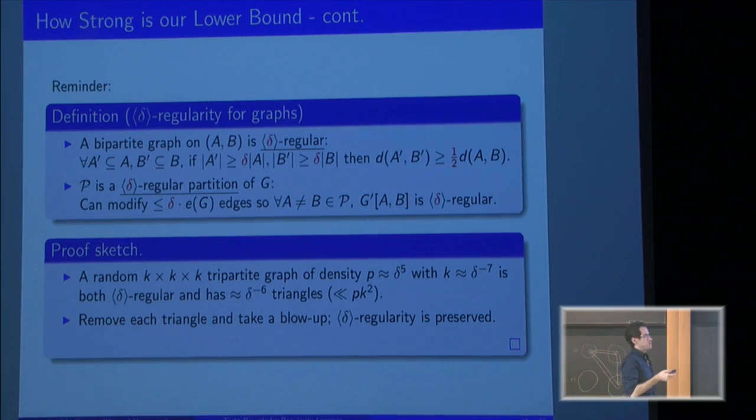Okay, so the bottom line is, delta regularity, even for graphs, is a very, very weak notion, no counting lemma, and yet we prove the correct lower bound for it.